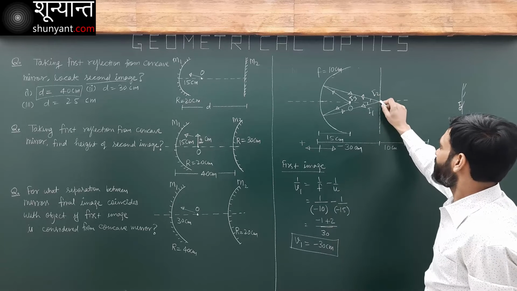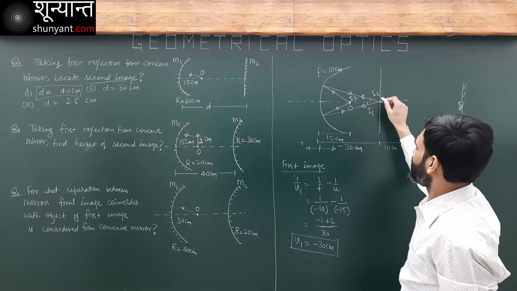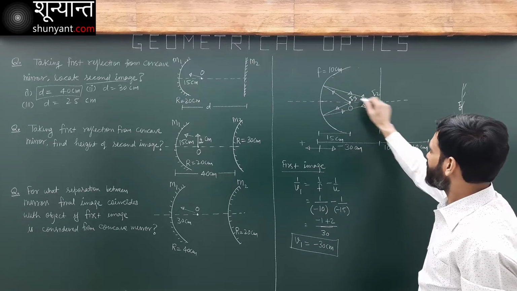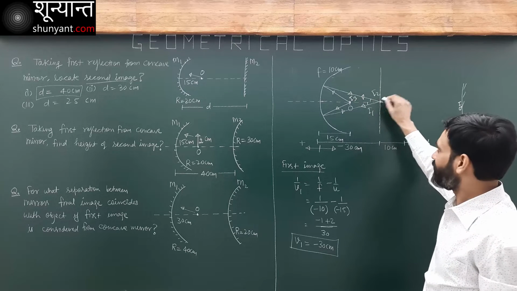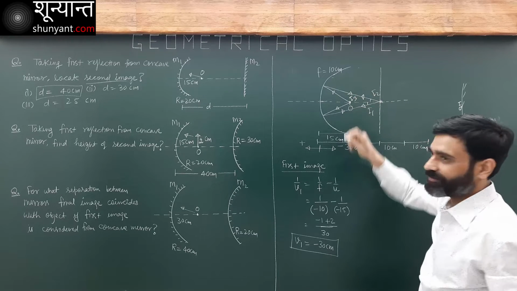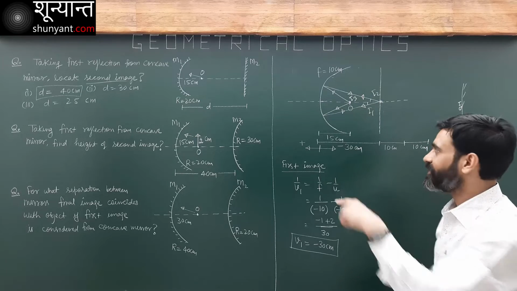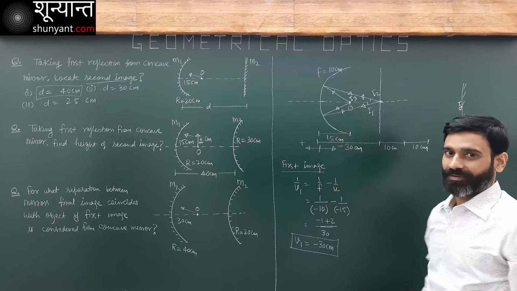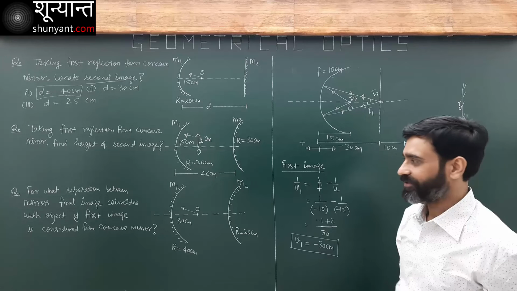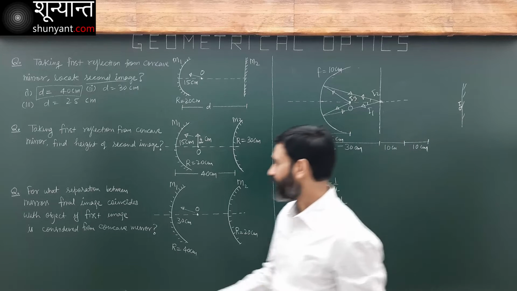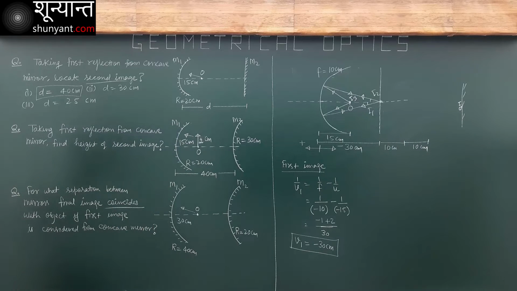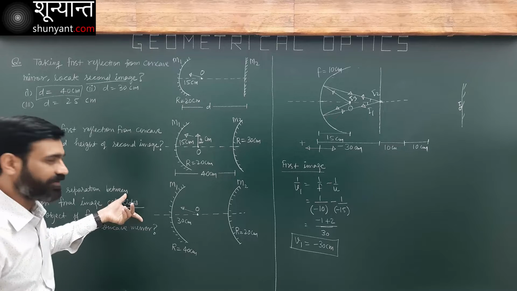Then this I2 becomes the object for this. So the object is here, the image is here. If I keep the object here, the image will be here. They will be interchanged. So the third image will form here. It will coincide with the object. And that's what I have to find in this problem here.